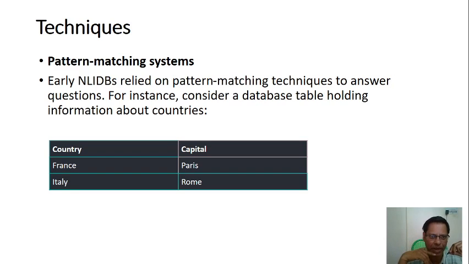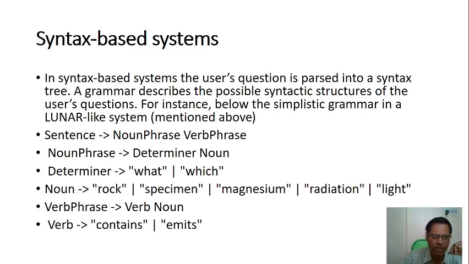Here we can see the pattern matching system. For example, if you give the country name, it will give the capital. For example, here we can see the country name and capital. Paris is the capital of France, and Rome is the capital of Italy, like that. So these syntax based systems are helpful to trace this out.